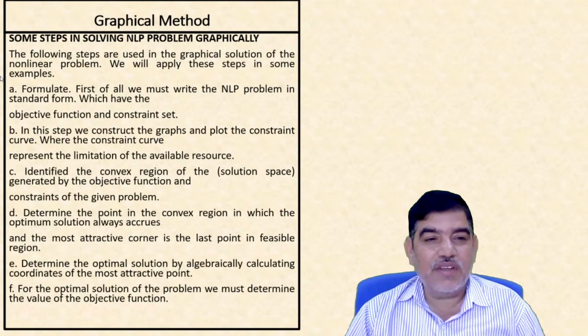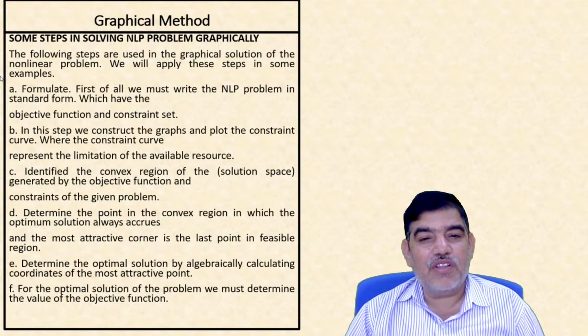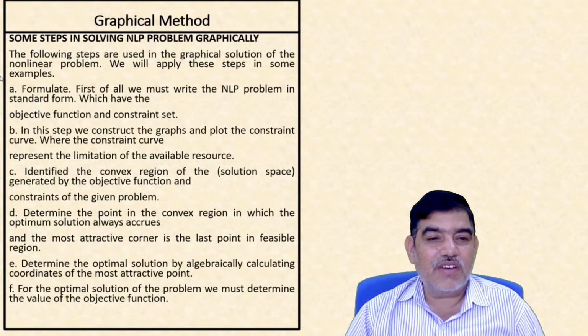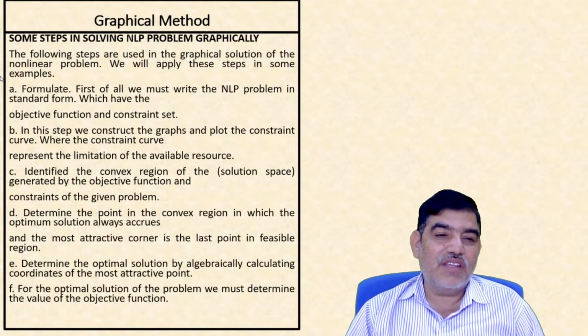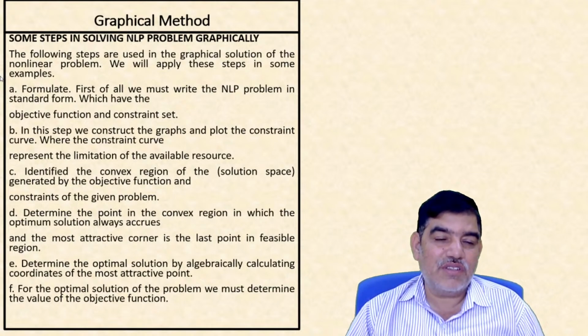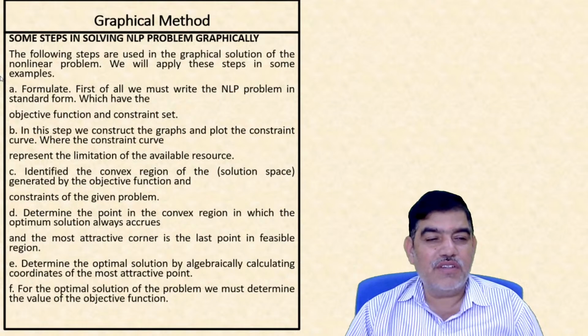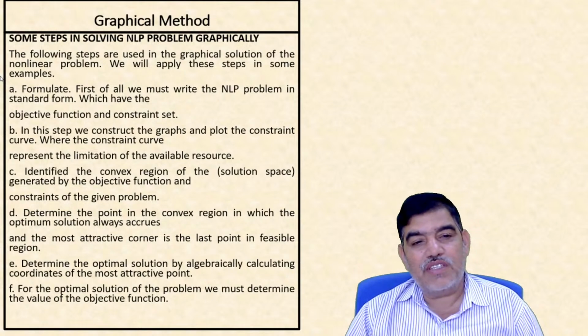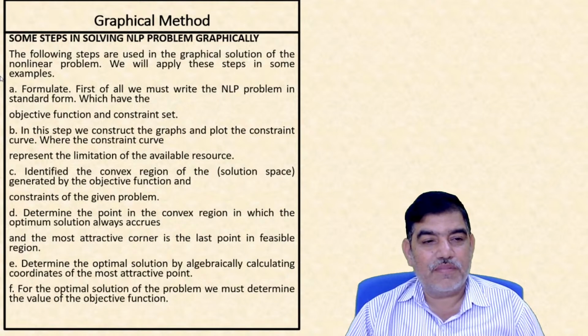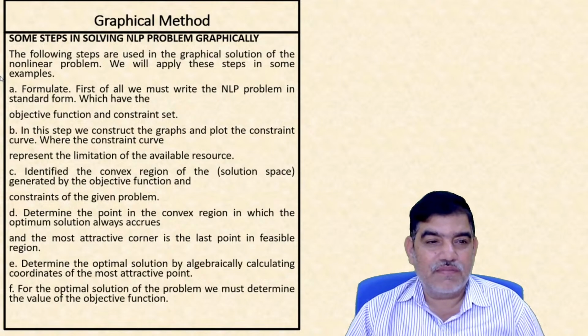In the second step, we construct the graph and plot the constraint curves, where the constraint curve represents the limitation of the available resources. Then the third step is to identify the convex region of the solution space generated by the objective function and constraints of the given problem.